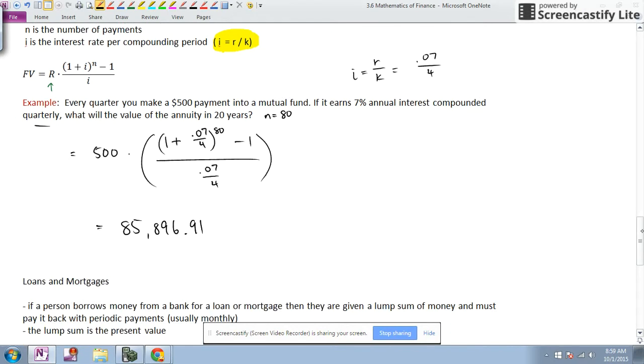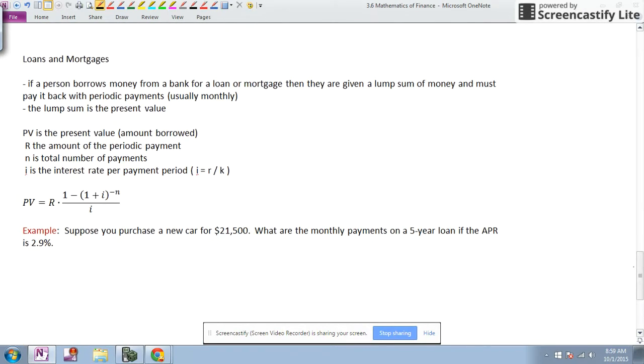All right. What about loans? Loans are the other thing you're going to have to do. You're going to have to buy a house. You're going to have to buy a car. So here's the formula for loan. Notice it's got a lot of the same stuff. And sometimes you don't know what you're finding.